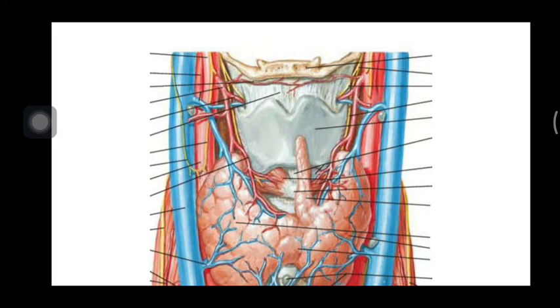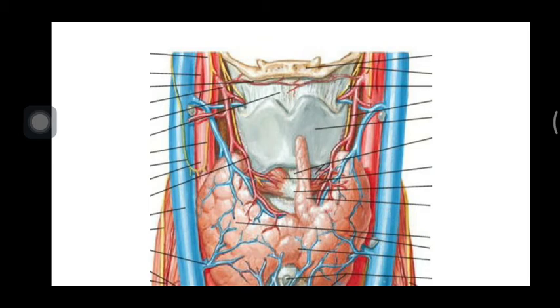cricothyroid branch. The cricothyroid branch passes across the cricothyroid ligament and anastomoses with the fellow of the opposite side. Next, another branch, that is the sternomastoid branch. Here is the sternomastoid branch. This branch is going to supply the muscle of the same name, that is the sternomastoid.